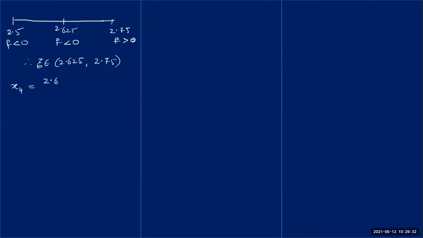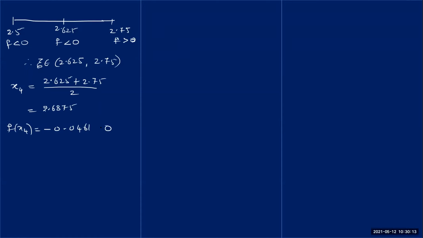Right? Now let us calculate the fourth approximation. x4 is the average of these two values, 2.625 and 2.75, divided by 2. I'll just do it quickly. It is 2.6875. Then if you calculate the function value at this fourth approximation, 2.6875, I've substituted here, and I got it as minus 0.046, which is negative.